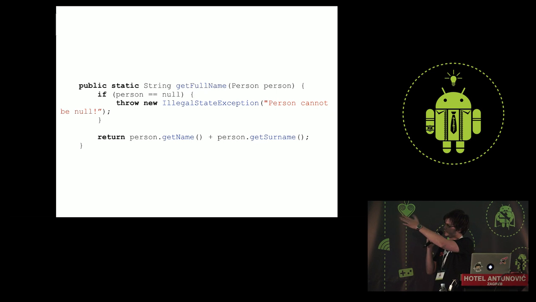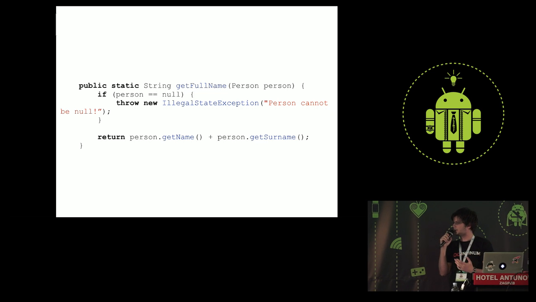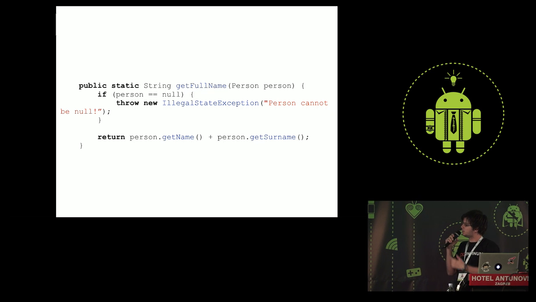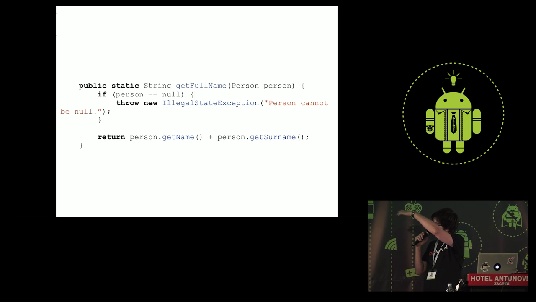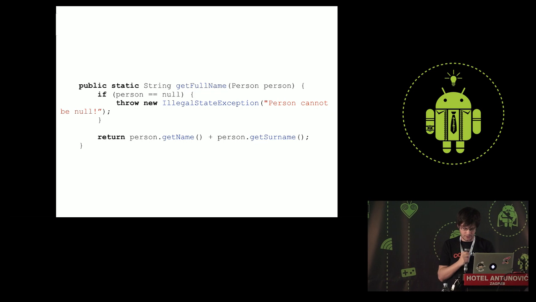So at first we check if person is equal to null. If it is, then we throw some exception with some meaningful description so that we actually know what's going wrong. Then we should repeat the same thing for first name and last name, and if everything goes okay, we just return the method result. So that's the crash fast approach.